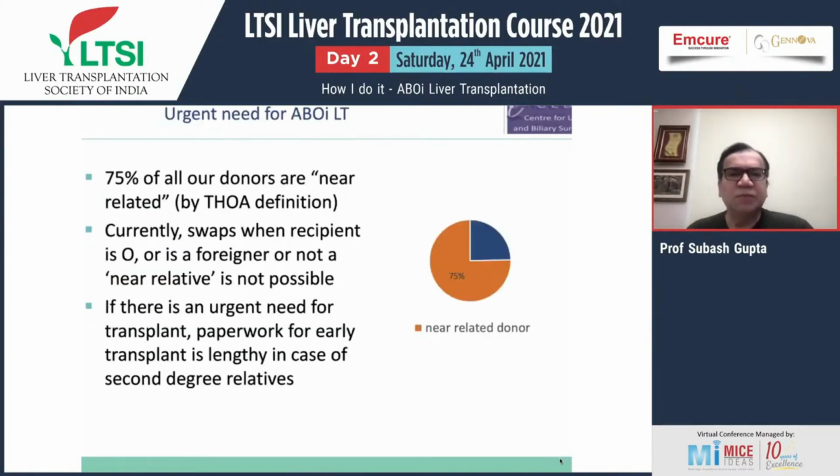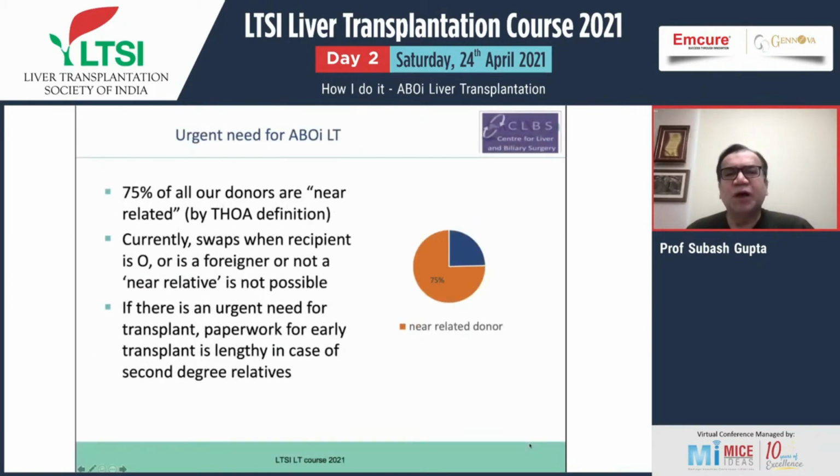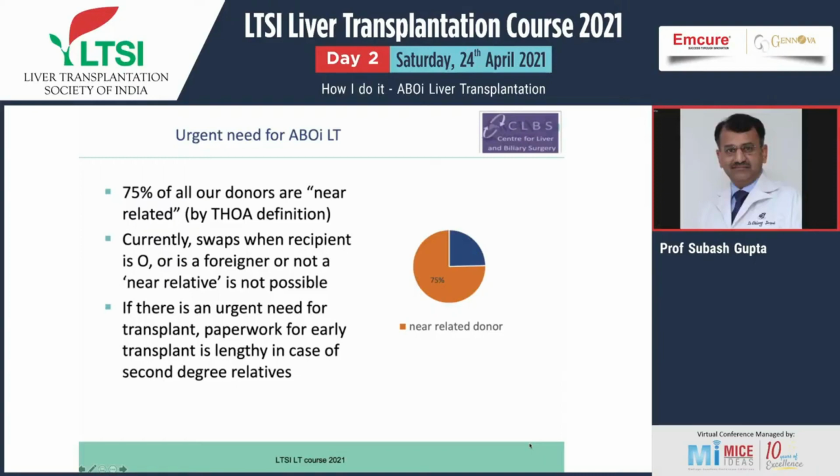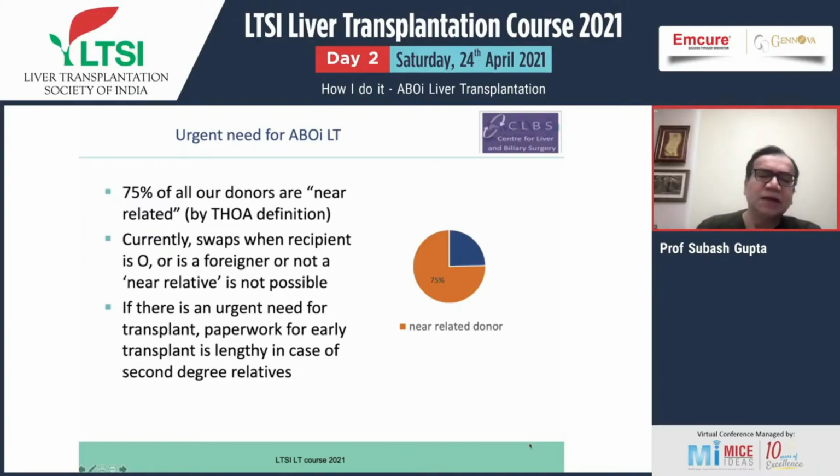a recommendation and summary. So there is an urgent need for ABO incompatible liver transplantation because the Human Transplant Act requires that most donors should be near relatives. Otherwise, the clearance is difficult. So 75% of our donors are near related. And currently, at our hospital, particularly, swaps between recipients who have blood group O, or are a foreigner, or are not a near relative is not possible. And in case of emergency transplant, the paperwork for early transplant is lengthy and the clearance may take a lot of time if there's a second degree relative.